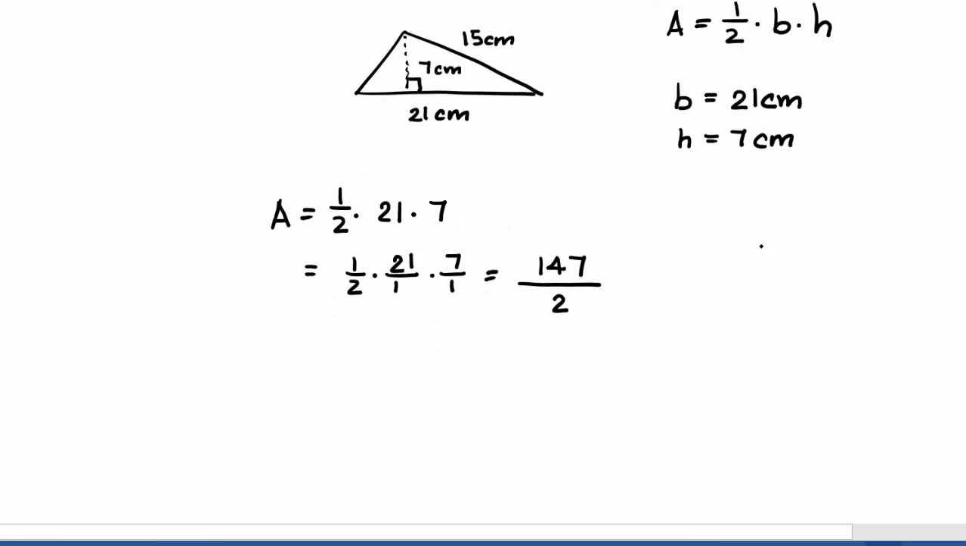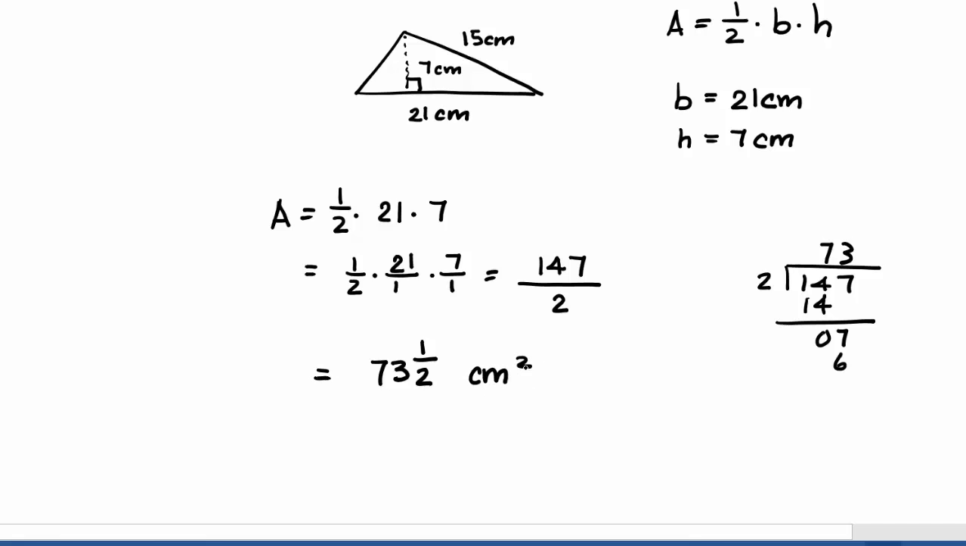Right. So if I actually did the division, 147, 2 goes into 14 7 times. 0, bring down the 7, goes in 3 times, and that's 6. So it's going to be 73.5. And remember, my units for area is just the unit squared.